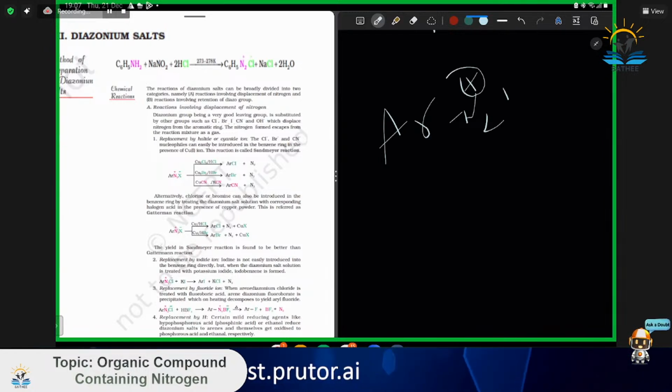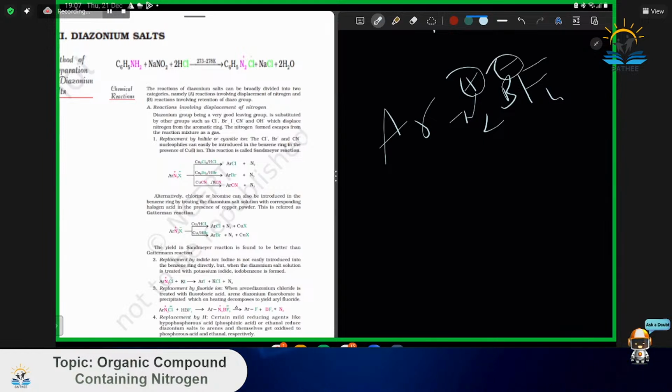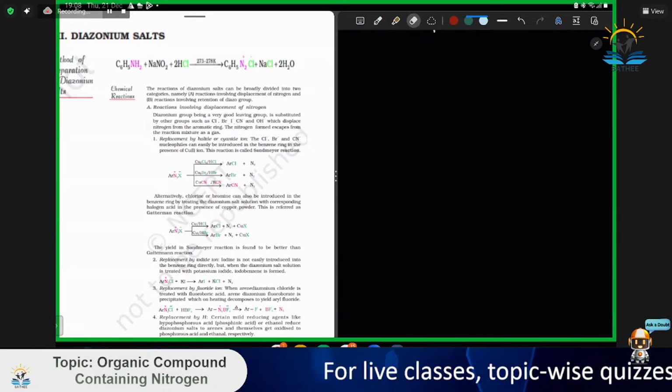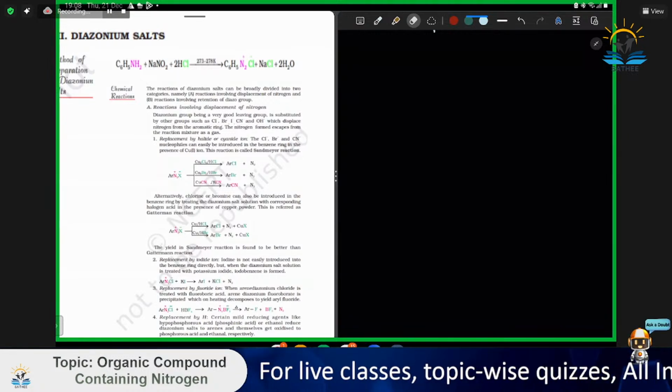ArN2 plus BF4 minus. This compound is even more stable, complex. So this thing reacts on heating. You will have ArF and a lot of steps. Reaction by hydrogen.